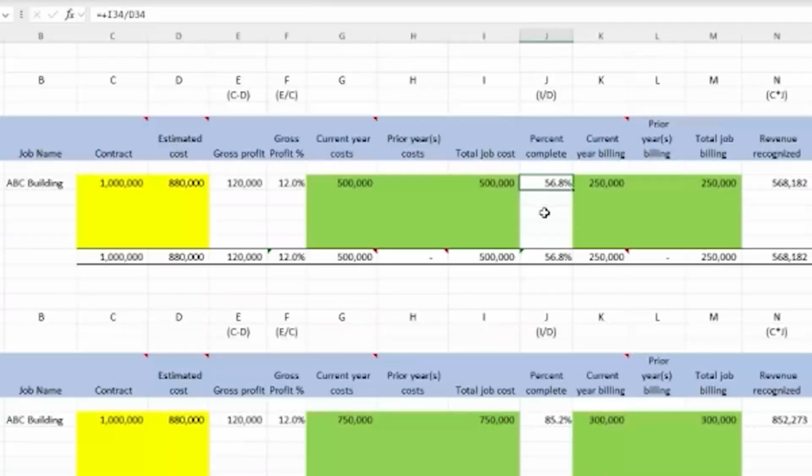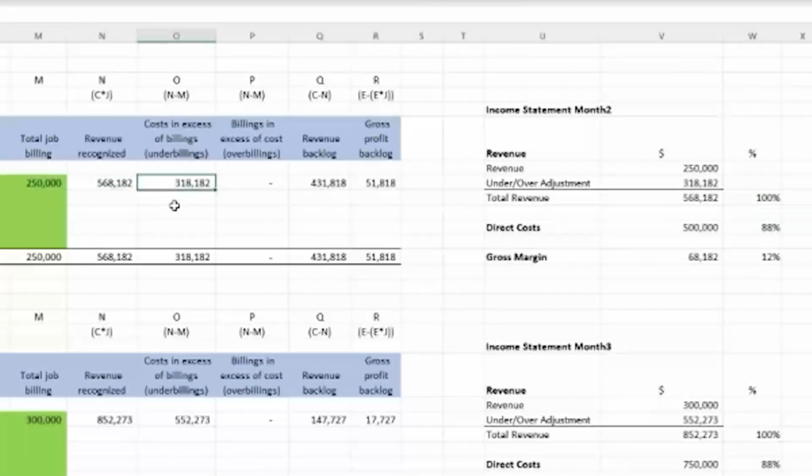So that means we get to recognize 56.8% of the contract amount. So you can see we get recognized revenue of 568. Well, we only billed 250. So whereas we were overbilled last month, we're now underbilled. So we put more cost in than we billed.